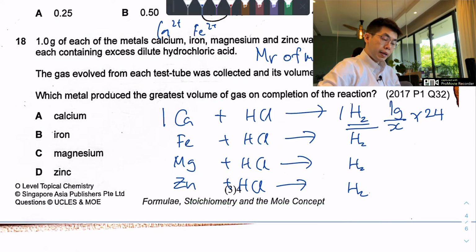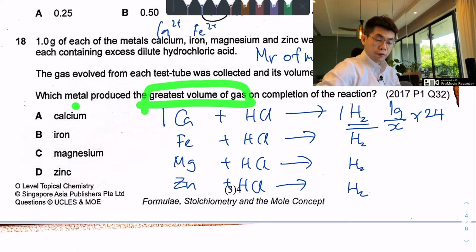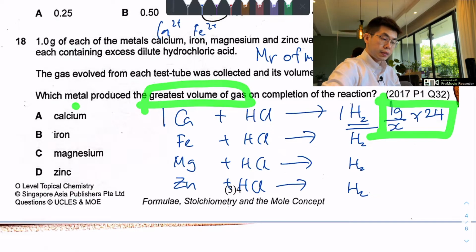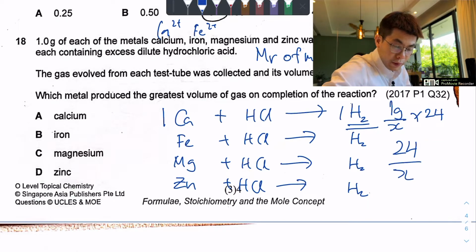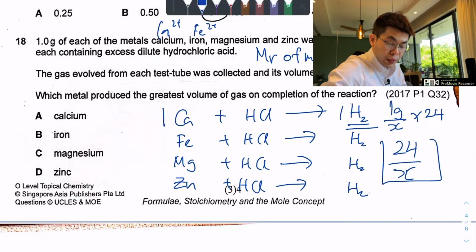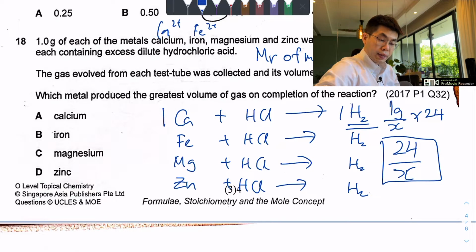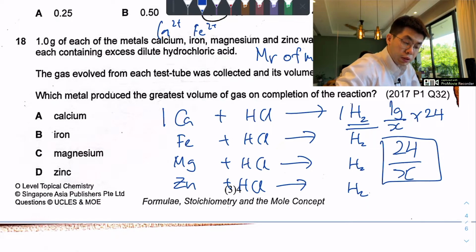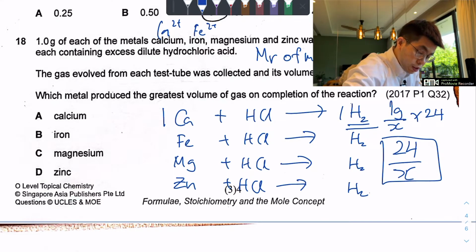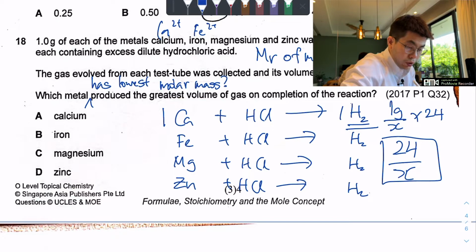Now, the metal that produced the largest volume of gas, for this number to be the biggest, this is 1 times 24 over X, which is 24 divided by X. For this number to be the biggest, X needs to be the smallest. That means this question is asking you not about which metal produced the greatest volume of gas, but which metal has the lowest molar mass. That's the question over here.